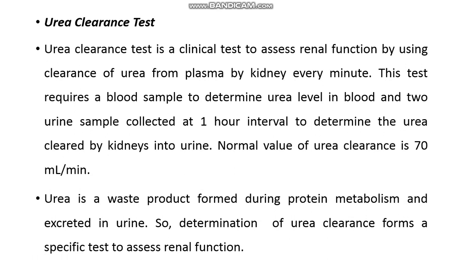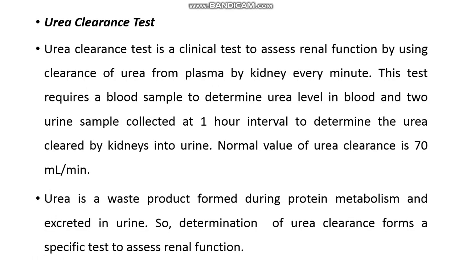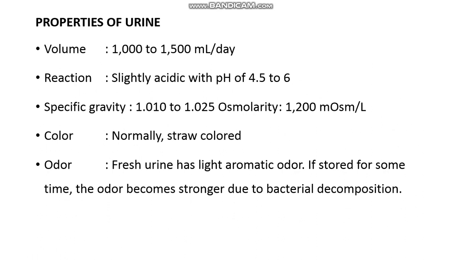Urea is a waste product formed by protein metabolism, and it is excreted in the urine. So determination of urea clearance forms a specific test to assess the renal function. Okay, so that's all regarding the renal clearance values. The next we can discuss one simple topic, that is properties and composition of normal urine.